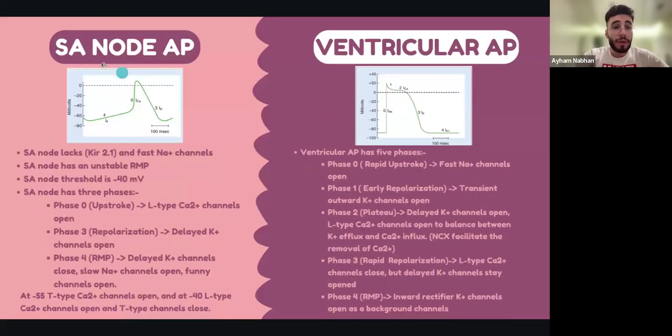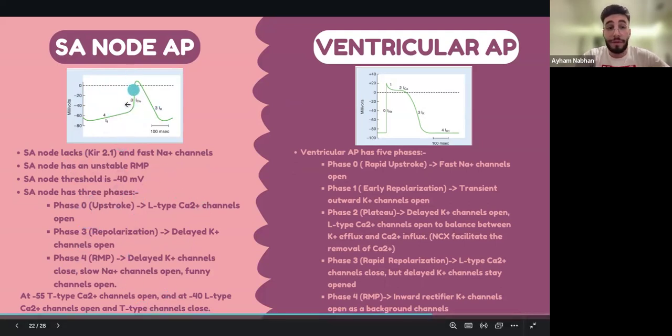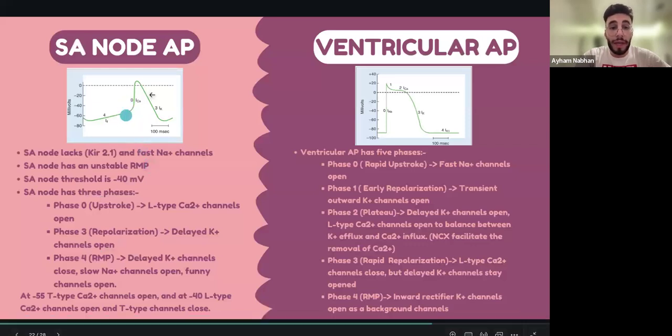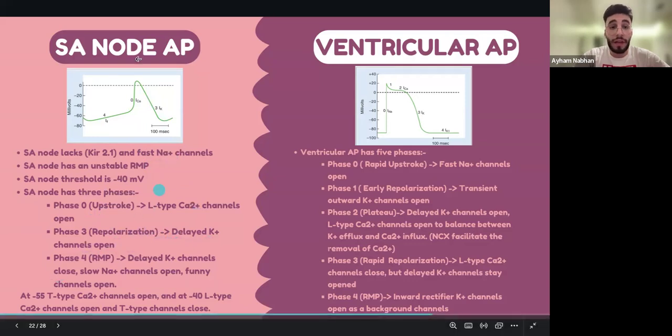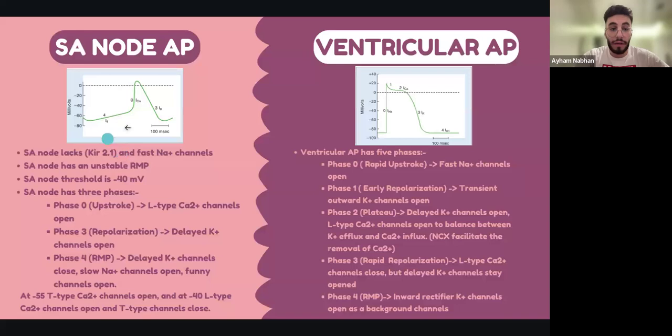Sorry, yeah. So this is the SA node, as we say that we have three phases. Phase 0, which is the upstroke, where the L-type calcium channels open alongside with the T-type at -50 membrane potential. Then we're going to have phase 3, which is the repolarization due to delayed potassium channels. And for phase 4, which is the resting membrane potential phase, slow depolarization, where the delayed potassium channels are going to close and the funny currents would open alongside with the slow sodium channels.